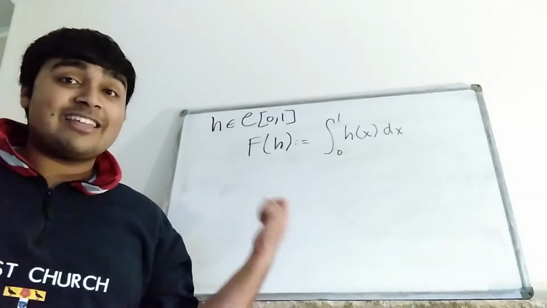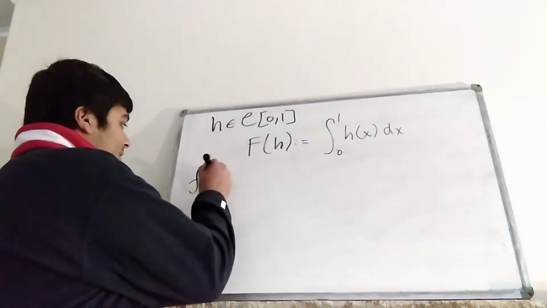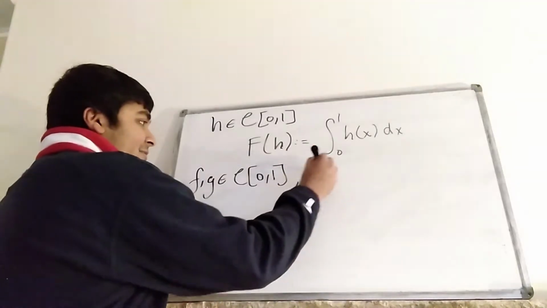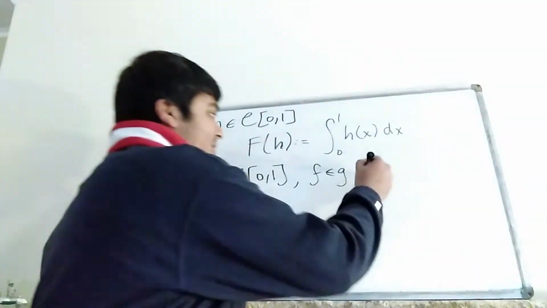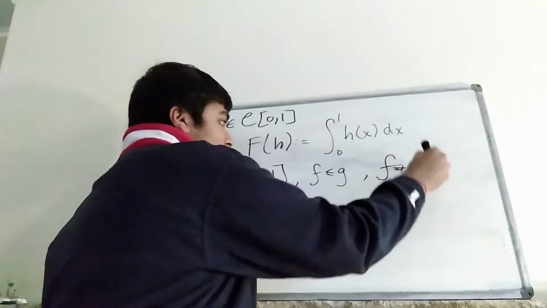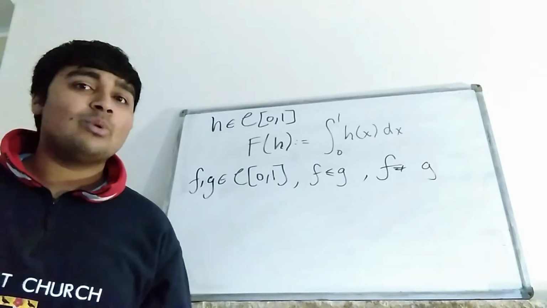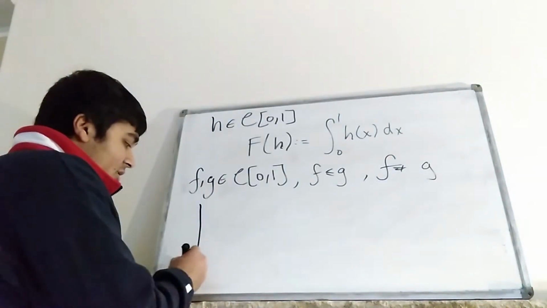Now we need to check that capital F satisfies the required property. In other words, if we have f and g continuous functions on [0, 1] with f less than or equal to g on [0, 1], but f does not equal g, then we need to show that capital F of f is strictly less than capital F of g.